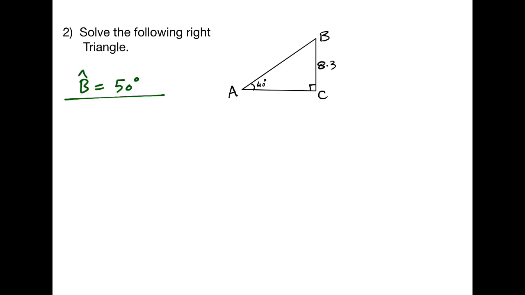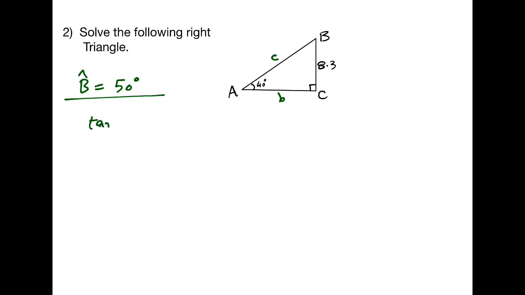I'm going to show this side by b and that side, the hypotenuse, by c. Let's find side b first. So I have this angle, I have the opposite, and I want to find the adjacent. Again, just like the previous example, we can use tangent, because tangent relates opposite to adjacent.